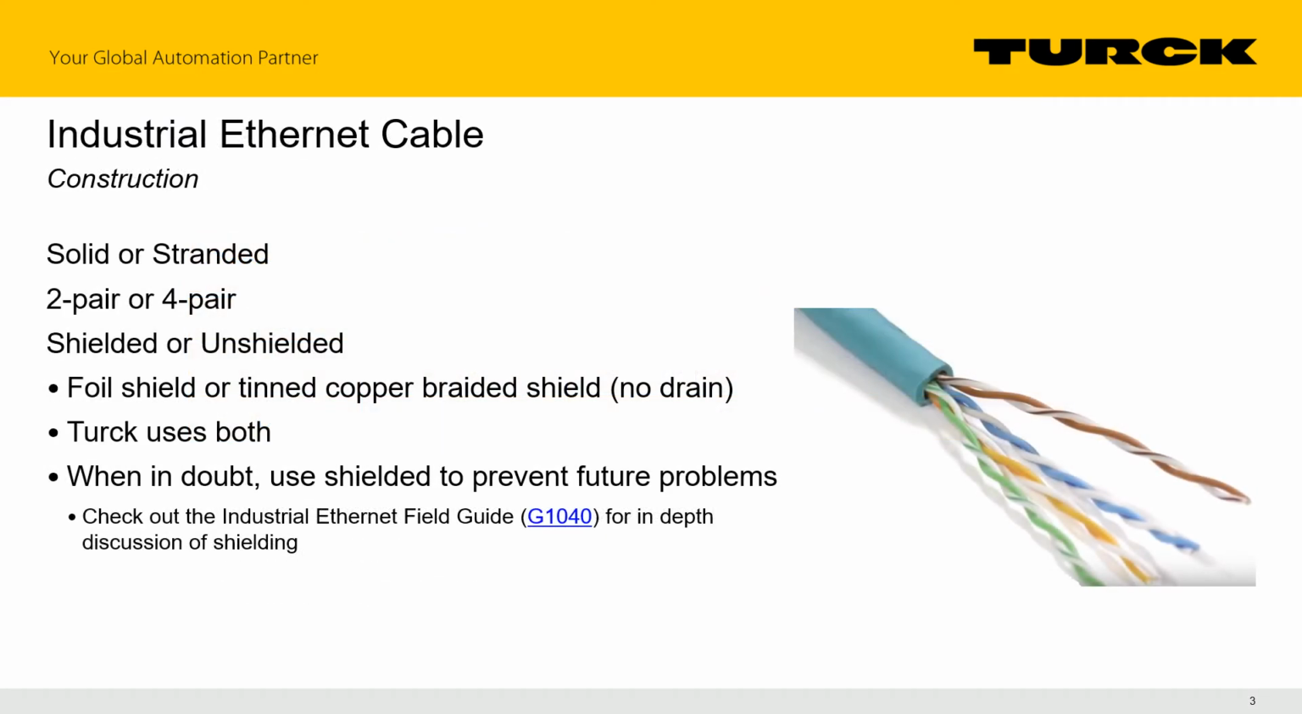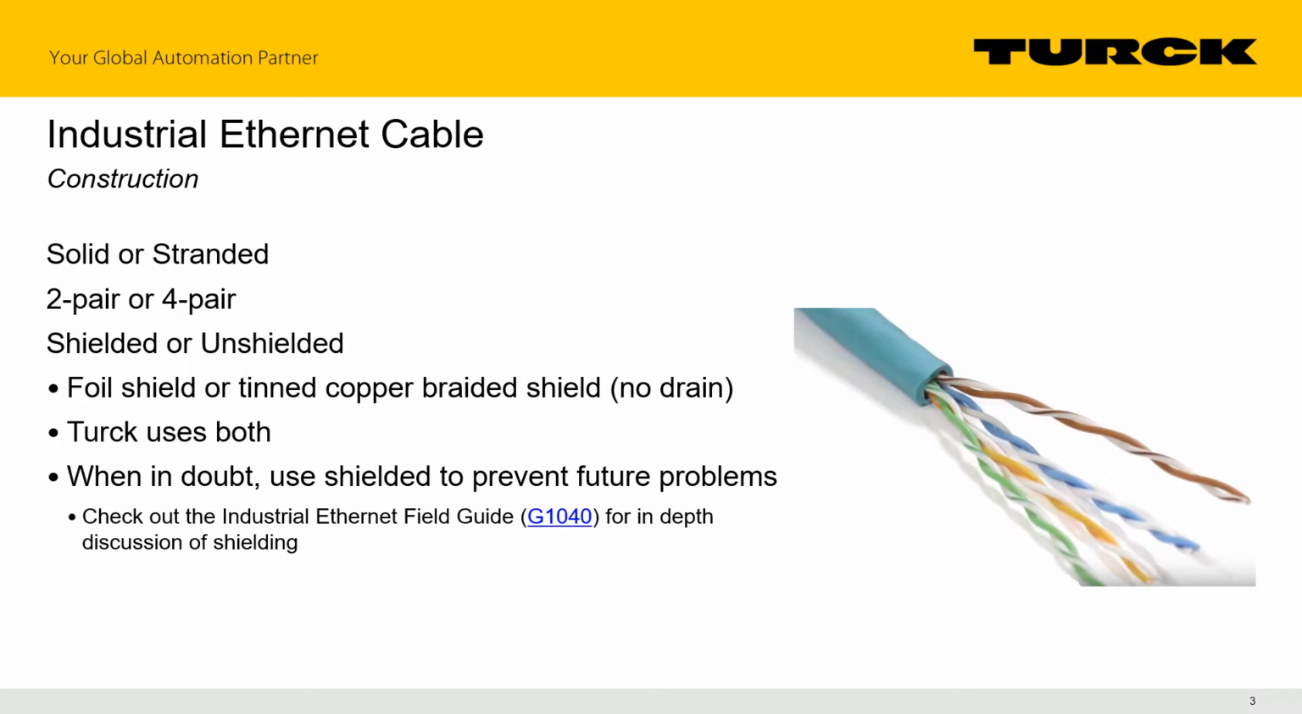Category cables can be solid or stranded copper. There can be 2 or 4 pairs, and they can be shielded or unshielded. Turck's industrial Ethernet cables use both an overall foil and overall tinned copper braid to prevent against both RFI and EMI noise interference. Our general recommendation to customers is to use shielded Ethernet whenever possible, with the understanding the appropriate termination to ground is required.